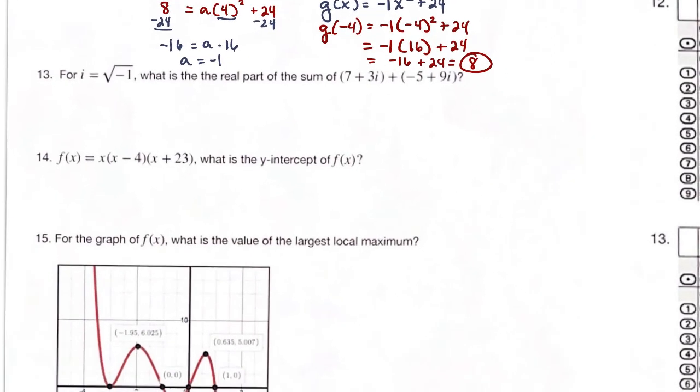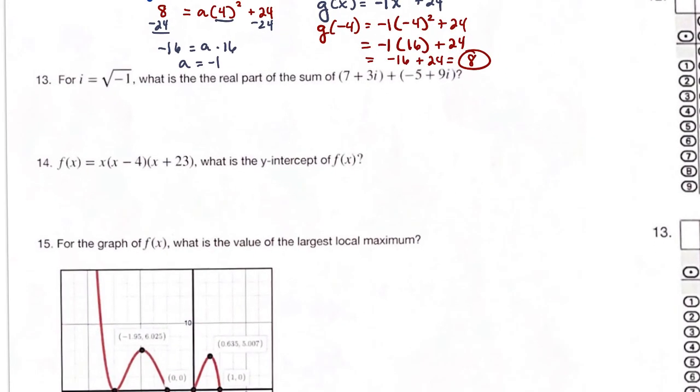Problem 13. Okay, so they tell us i is equal to root negative 1, which you're supposed to know anyway. And they say add these and tell us the real part. Well, when you add the real stuff, 7 minus 5 or plus negative 5, and you add the imaginary, 3i plus 9i is 12i. And so the real part is 2.